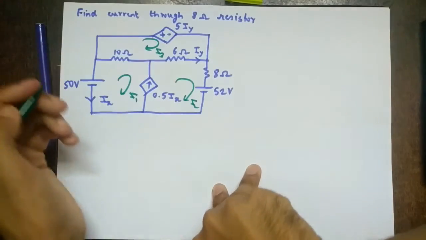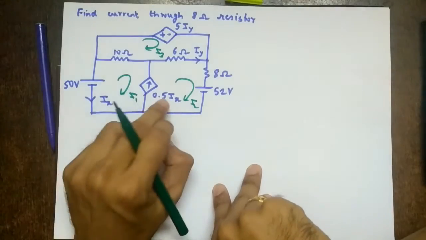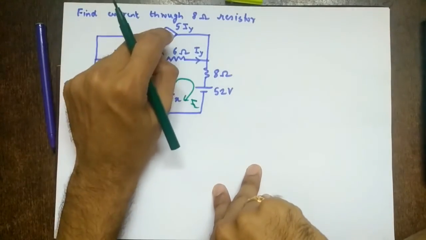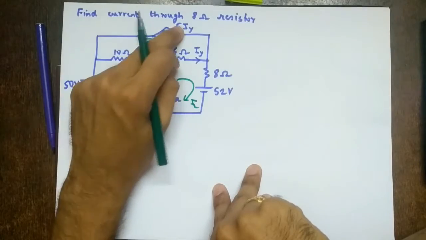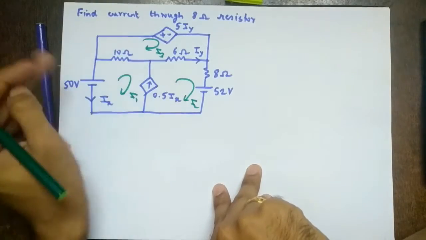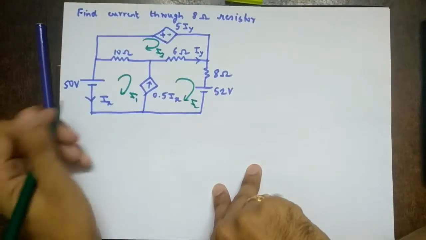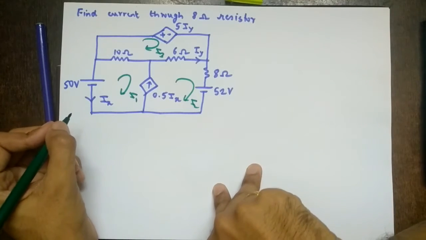So I'll go fast here. I'll not write the steps. So what is the first thing? We observe the dependent sources. There are two dependent sources, so two dependent variables, Ix and Iy. So Ix and Iy should be there somewhere. So this is Ix, this is Iy. So write Ix and Iy in terms of I1, I2 and I3.